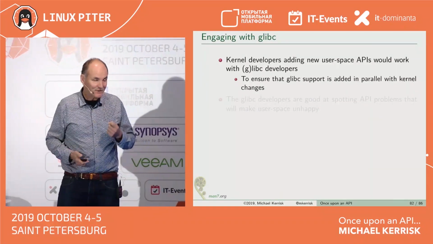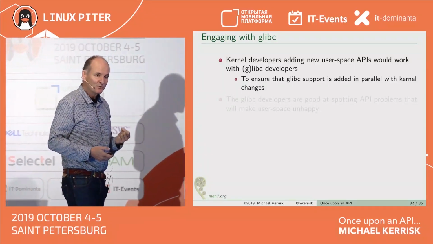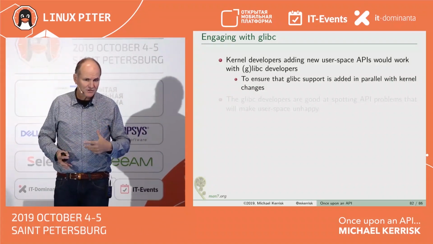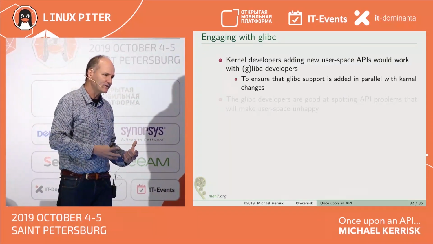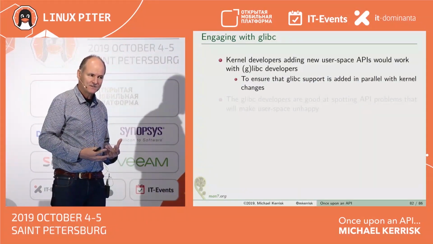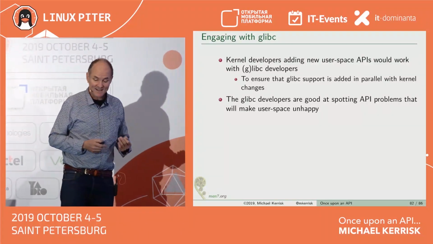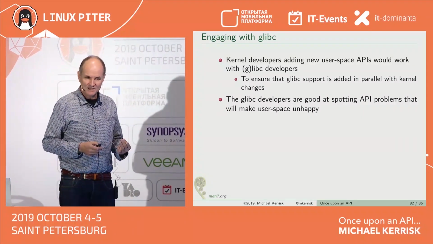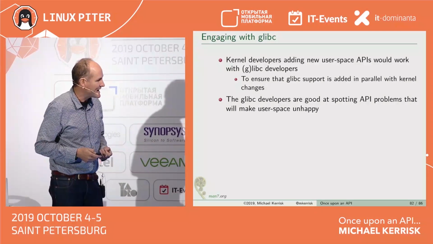Kernel developers, when they're adding new interfaces to the kernel, should always be working directly with the glibc maintainers. One reason is to make sure that support is added in glibc at or soon after the same time as the feature is added to the kernel. And the glibc developers are really good at spotting API design problems that might make user space programmers unhappy.